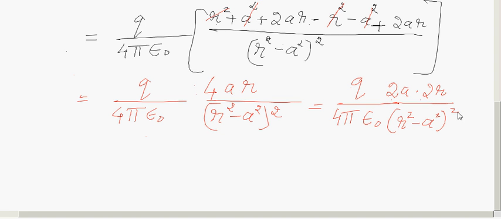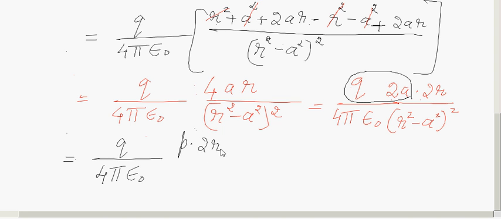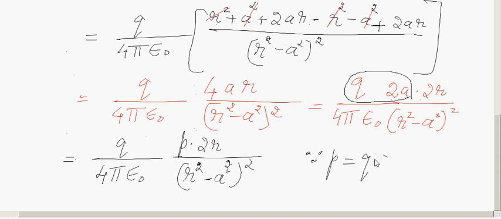And we know q into 2a is nothing but P. So I can write q divided by 4 pi epsilon naught into p into 2r divided by r square minus a square whole square, because P equals q into 2a.